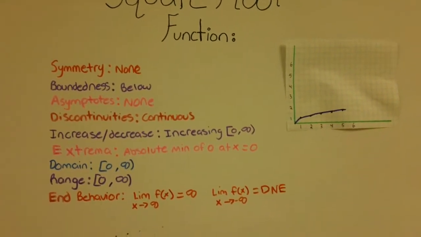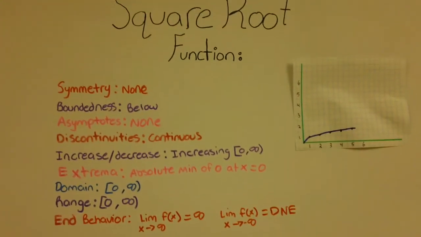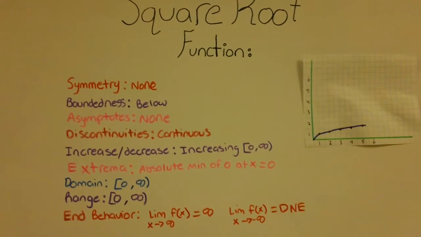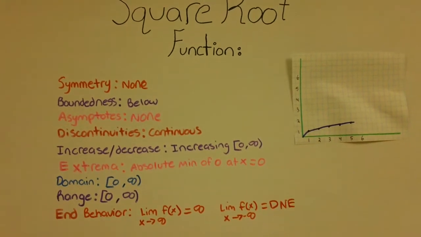And the end behavior is the limit of f of x is infinity when x is going to infinity, and the limit of f of x does not exist when x is going to negative infinity.